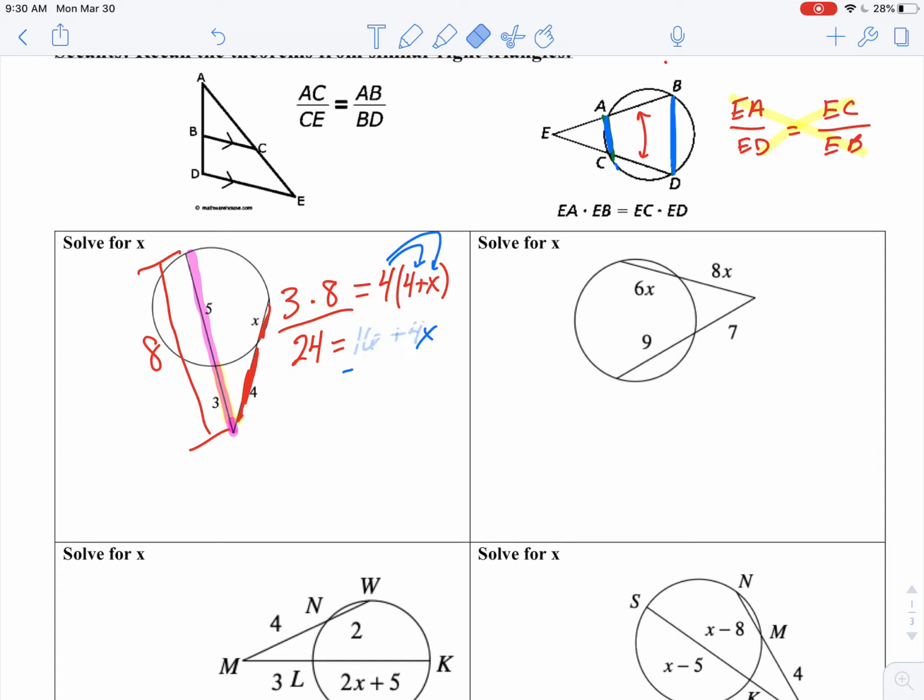So the important part again is we took the part outside the circle times the whole segment. So 3 times 8 equals the part outside the circle times the whole segment.